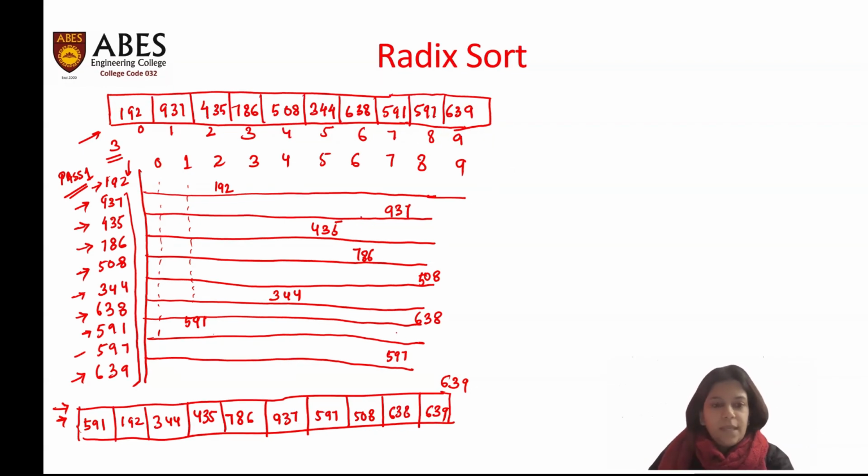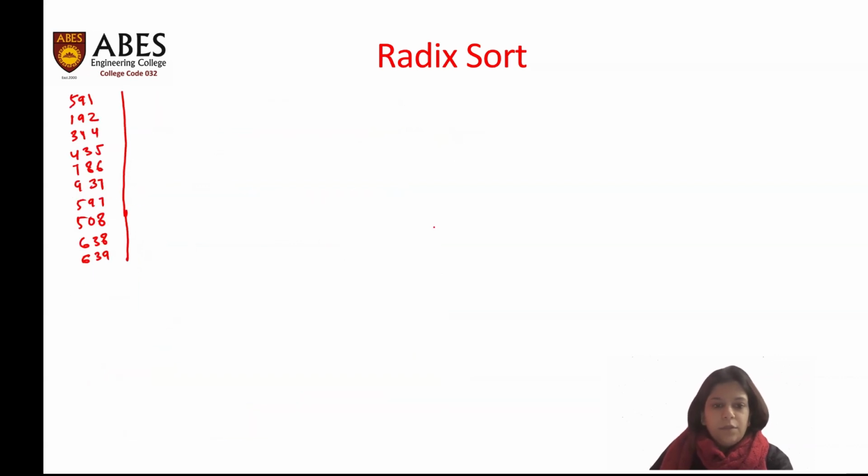Let us now see how the second pass will work for these values. For the second pass, we have again written the input array that we got after the first pass. And again, we are going to execute the same steps, but this time we are going to work on the digit which is placed at the tens place, right?